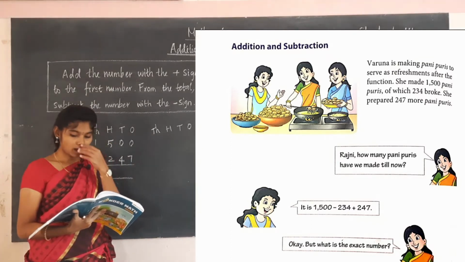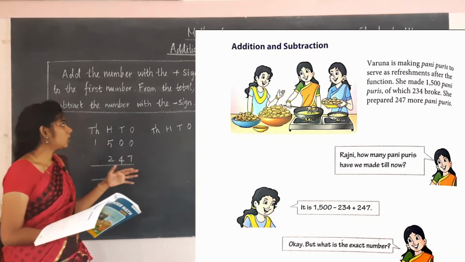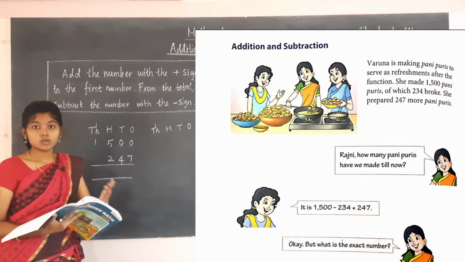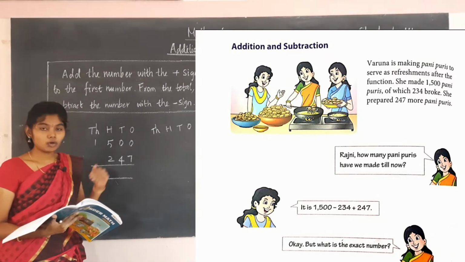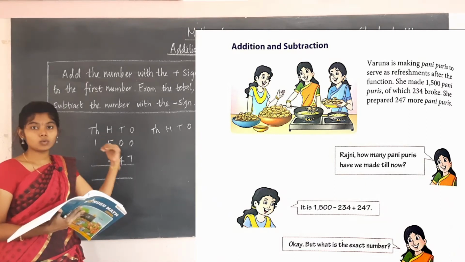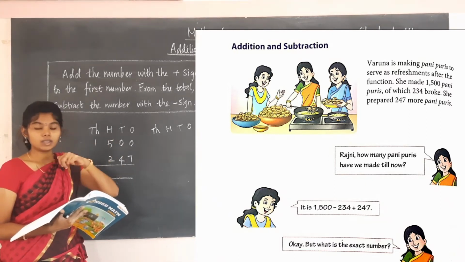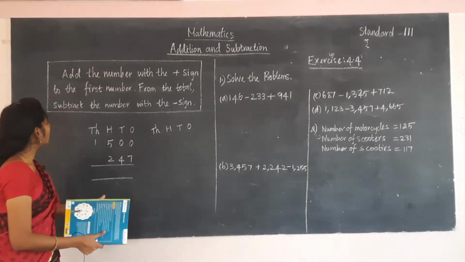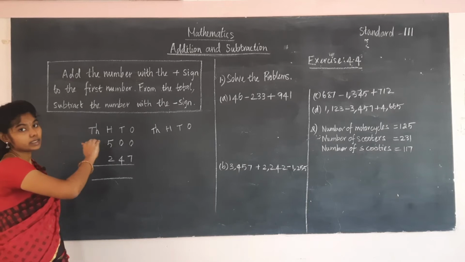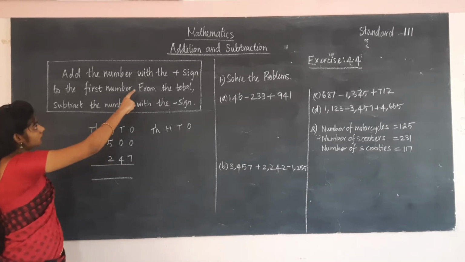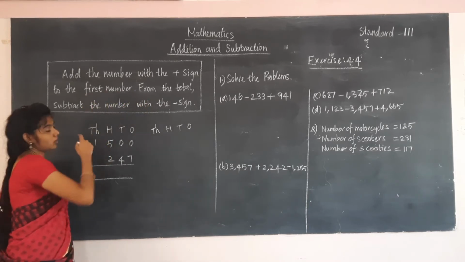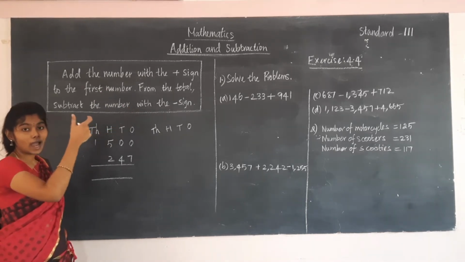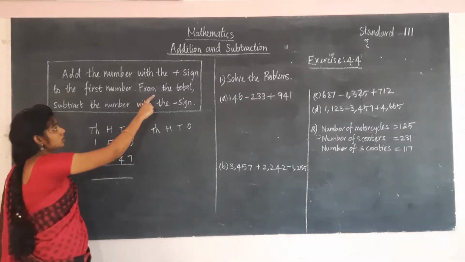So here, to do the problem, we have to add first, then we have to subtract. There is a rule. Before solving this problem, we shall see the rule for what to do if we have both addition and subtraction in the same problem. Okay, so now we shall see the rule that is given. Add the numbers with the plus sign to the first number. So first we have to add the numbers that are given. The sign should be plus.